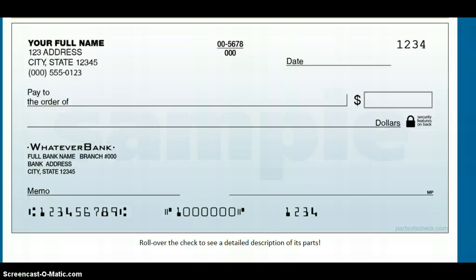As we have been discussing in class, today we'll be learning about what checks are, the different parts of the check, how to write a check, and then what you would use the check for. As you can see here, this is a blank check.